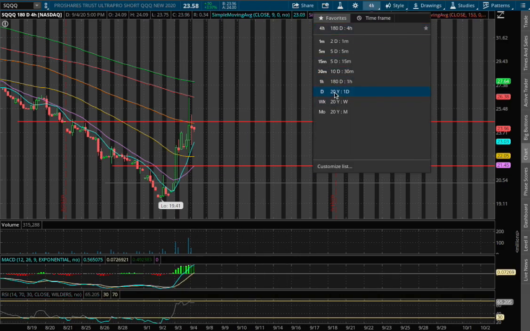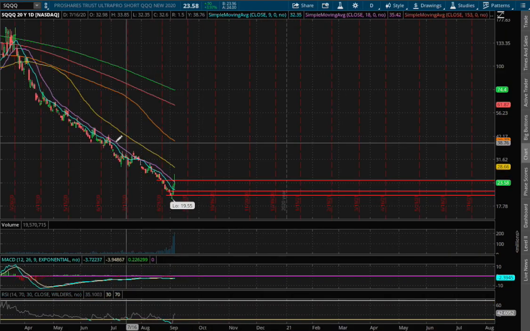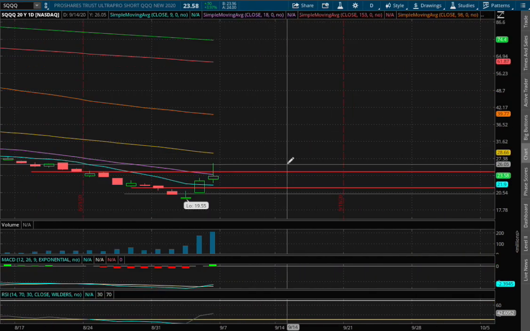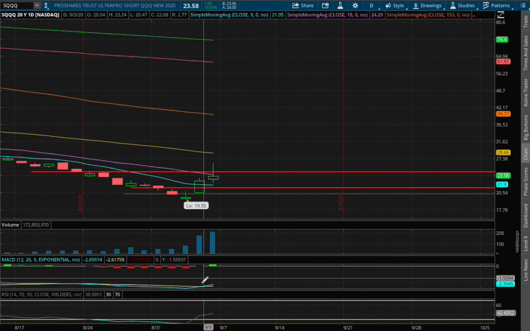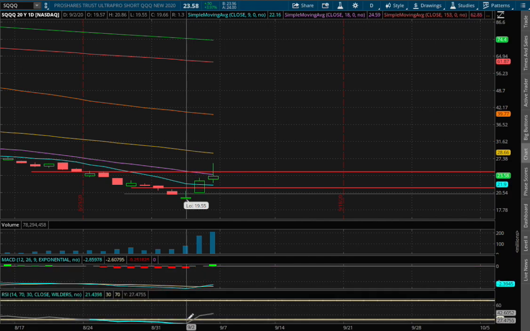If we extend that further onto the daily chart, we see the opposite, as SQQ is an inverse of TQQ: a divergence on daily MACD, and no longer oversold on the RSI.